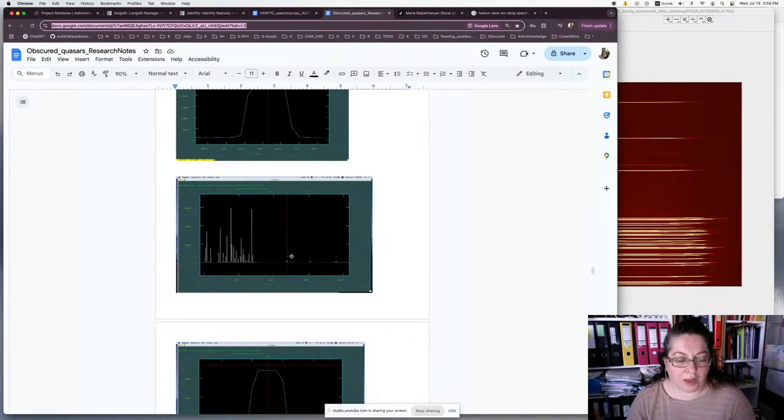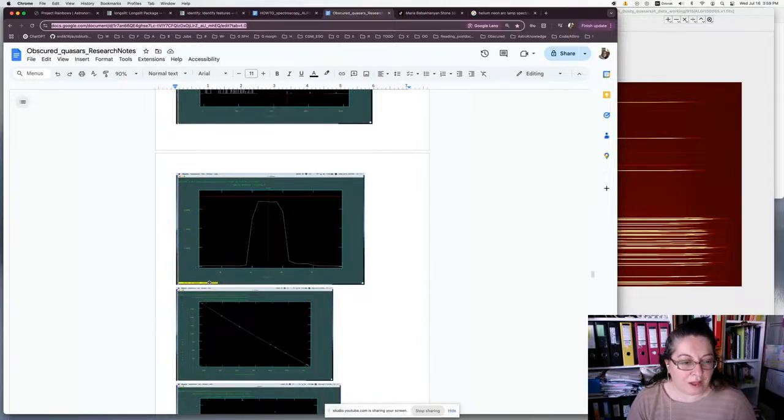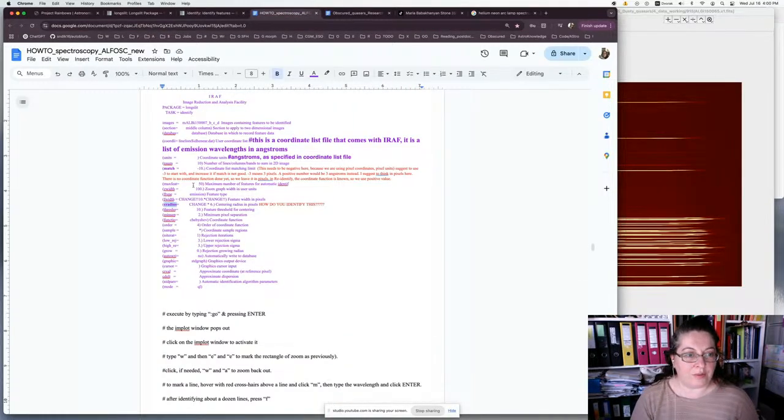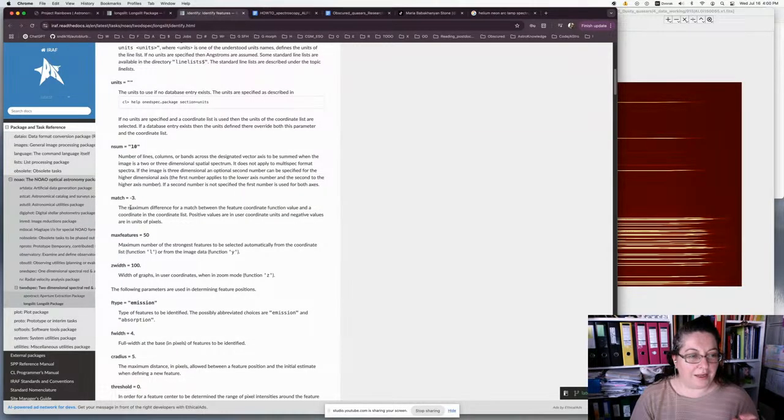During that time, when I mark it, I put some value here. So at this point, the match parameter has to be negative. There was a question, should it be negative or positive? It's the difference for a match between the feature coordinate function value and a coordinate in the coordinate list. It turned out not to be a big deal because IRAF will fix it if you put a negative or a positive value, but I spent some time understanding it.